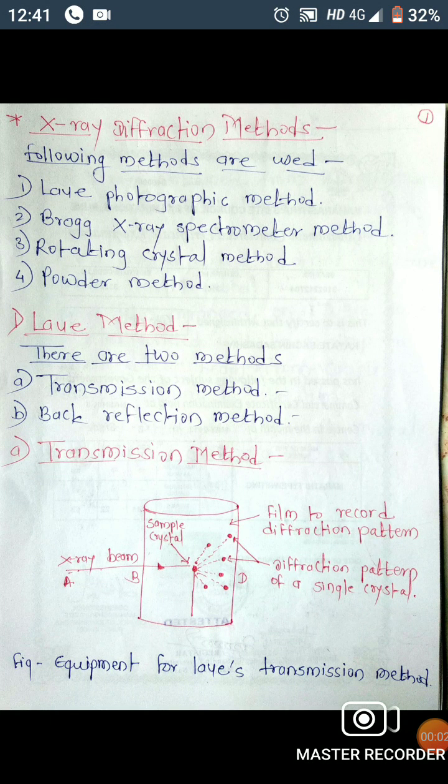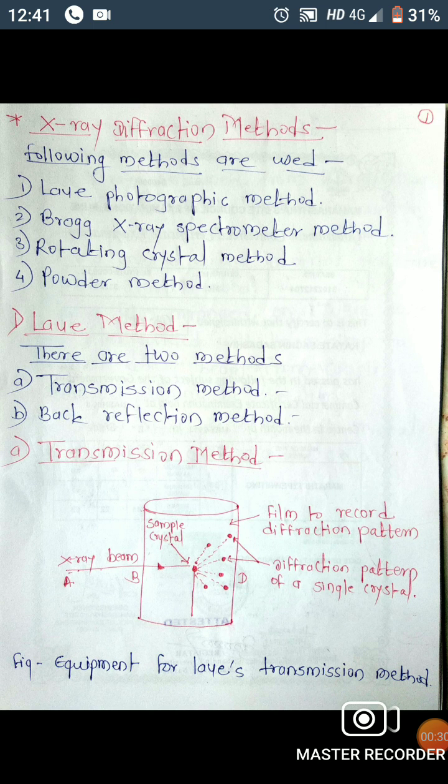Hello student, today we see the different methods of X-ray diffraction. There are four different methods for XRD. First one is the Laue photographic method, then the Bragg X-ray spectrometer method, third one is the rotating crystal method, and the last one is the powder crystal method. We see one by one.